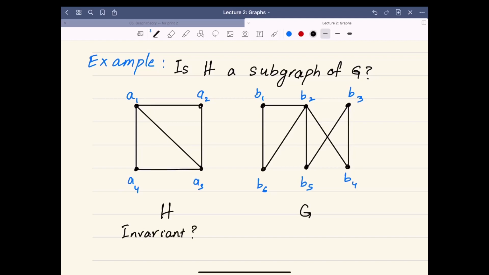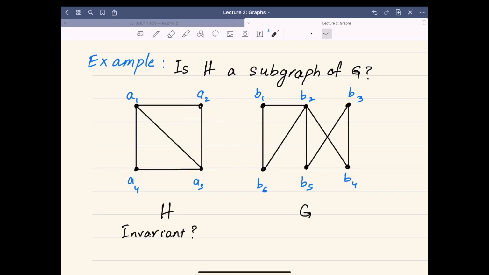And what is an invariant? It is a property that exists in one graph and does not exist in the other graph. So informally, it looks like differences. Find a property in H that does not exist in G. So this is our first step before we try to find the mapping function. Let us look at the number of incident edges for each vertex. Here this is 3, this is 2, this is 3, and this is 2.